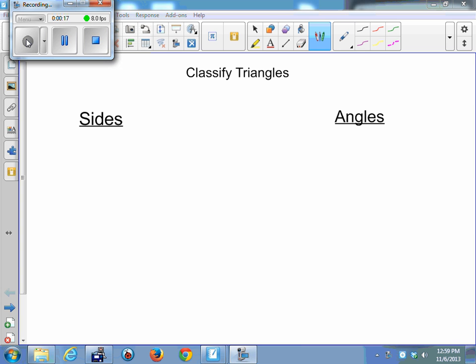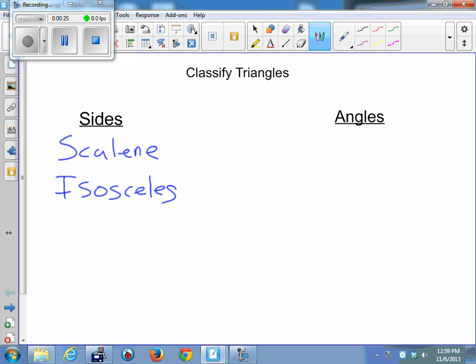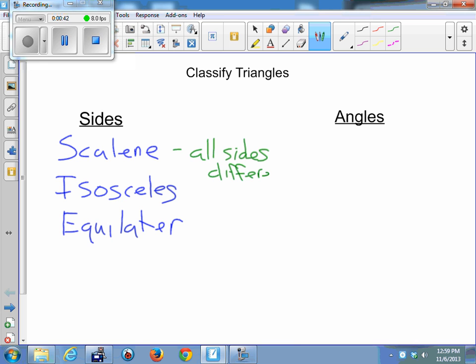The sides, they can either be scalene, isosceles, or equilateral. Okay? A scalene triangle has all sides different. So here we're going to put all sides different. Right? An isosceles triangle has two sides the same. So two sides the same length. Alright, so we have two sides are the same length.